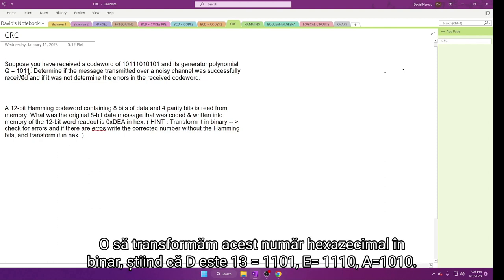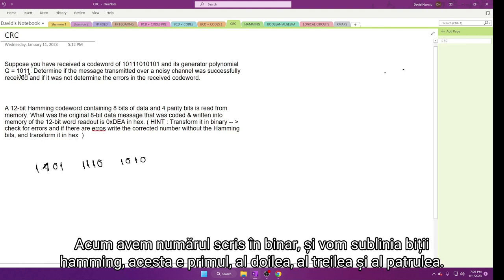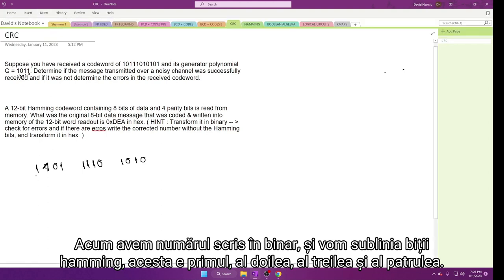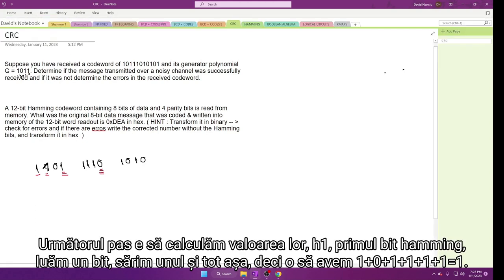Okay, great. So we'll transform this hex number in binary, knowing that D is 13, which can also be written as 8 plus 4 plus 1, so it's 1 1 0 1. E is 14, so it's 8 plus 4 plus 2, 1 1 1 0, and A is 10, which can be written as 8 plus 2, which is 1 0 1 0. We have the number now written in binary, and we will underline the Hamming bits. This is the first one, this is the second one, this is the third one, and this is the fourth one.